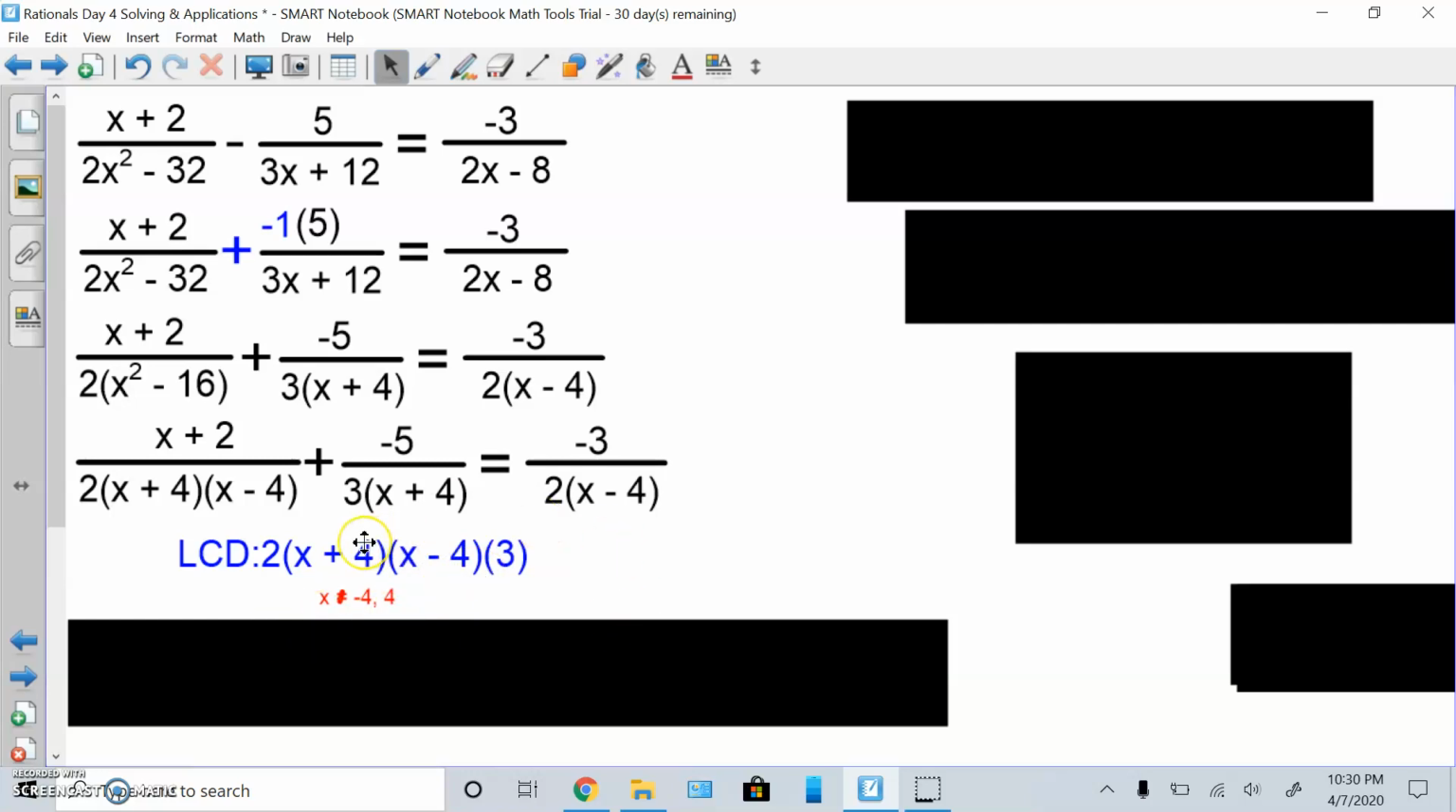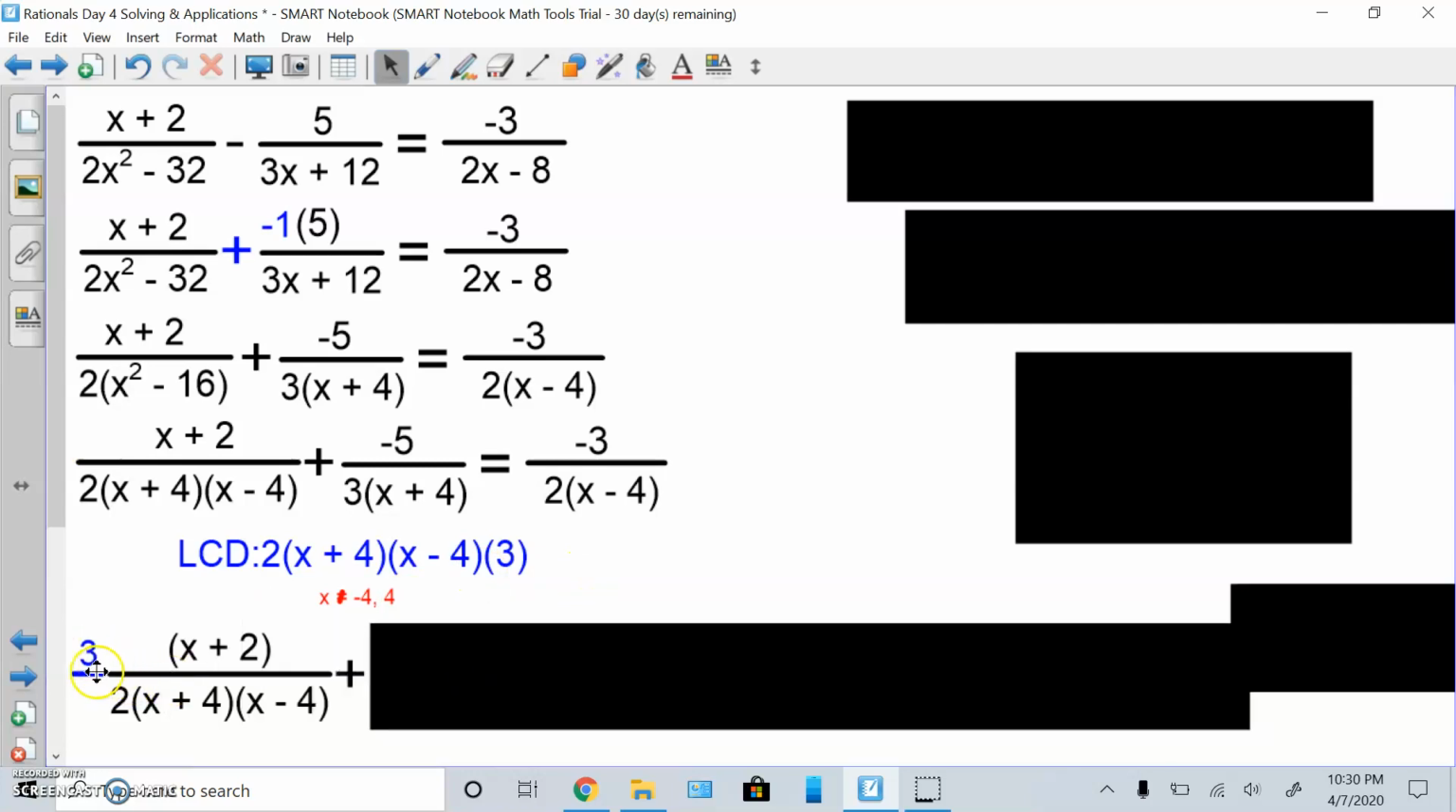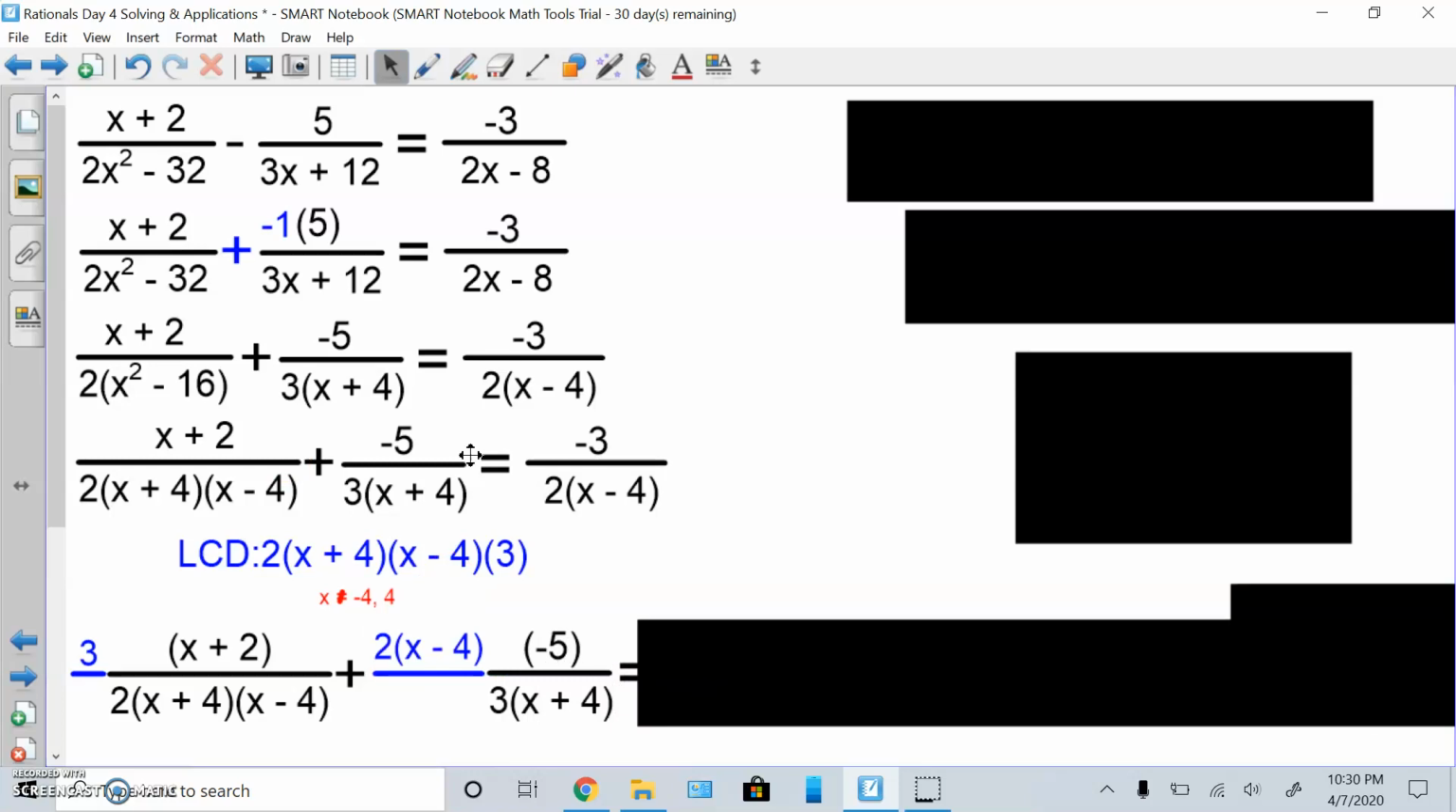Once you have your LCD, fix each fraction. Multiply what's missing. This first fraction has 3 things. This is 4 things, though. So it's missing a 3, so I times 3 over 3. The second fraction has 2 things. It needs 4 things. It's missing 2 of them. It's missing the 2 and the x minus 4. So I multiply 2 times x minus 4 over 2 times x minus 4.